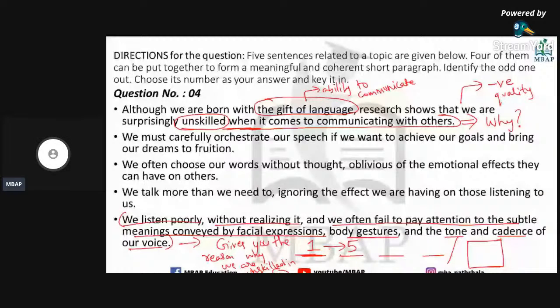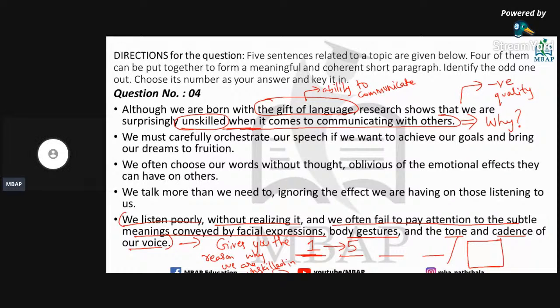One introduces the idea that although we are born with the gift of language, we are unskilled when it comes to communicating with others. We are very, very bad at communicating with others, right? And then the very next thought that comes to my mind as a human is, why? Is there a reason? Yeah, there has to be a reason. Otherwise, why would a research show that we are bad at communicating with others? Then the moment you read sentence 5, you realize, so this is my reason. Okay, here the reason is given. So that is why 1 and 5 are immediately, directly linked with each other, and 5 follows 1.